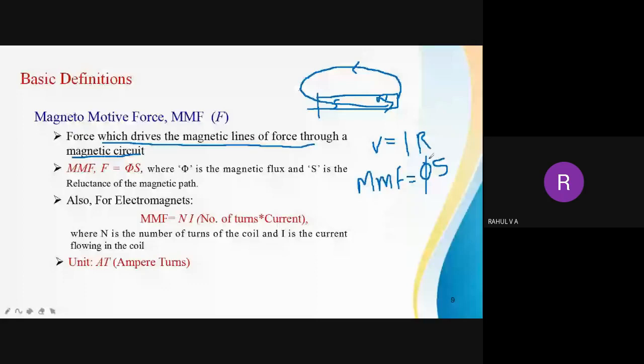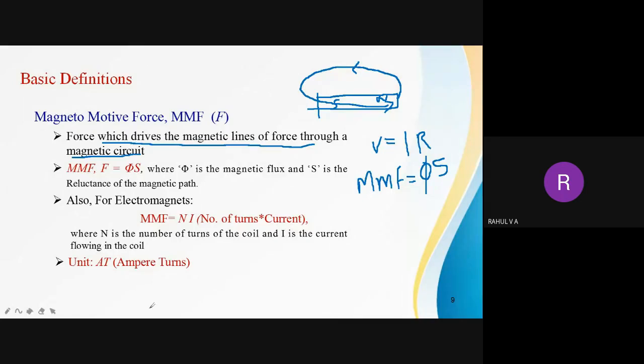So you can see both the equations are the same. For an electric circuit, the equation was EMF or voltage is equal to I into R. Similarly, MMF is equal to phi into S. That means current is similar to flux, and resistance is similar to reluctance. So the equation for MMF is equal to phi into S.